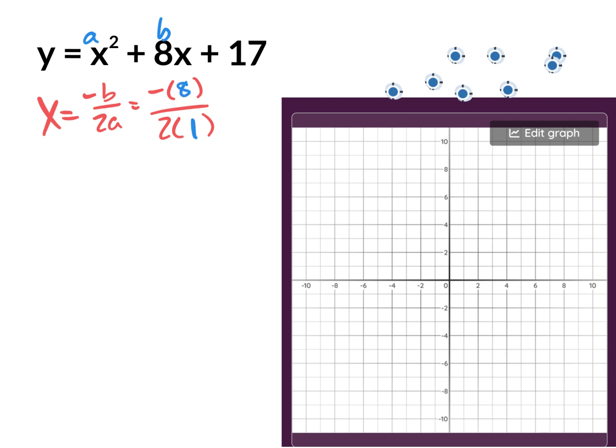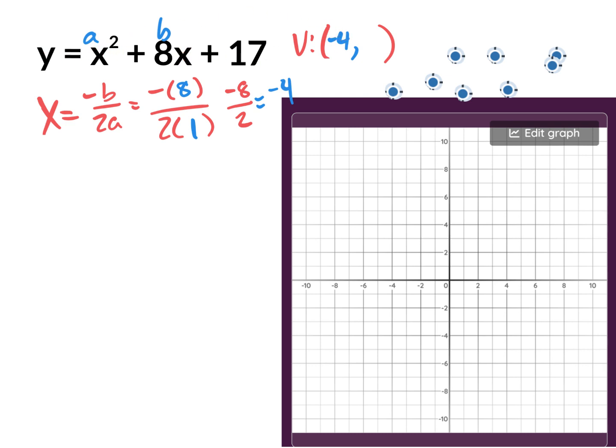And when we do this math, on top we get a -8, on the bottom we get a +2, and of course -8 divided by +2 is a -4. That is the vertex x value of -4. Now we still need the y value. All you do is plug it in. Plug it into what? Plug in the -4 right into the x's with parentheses.